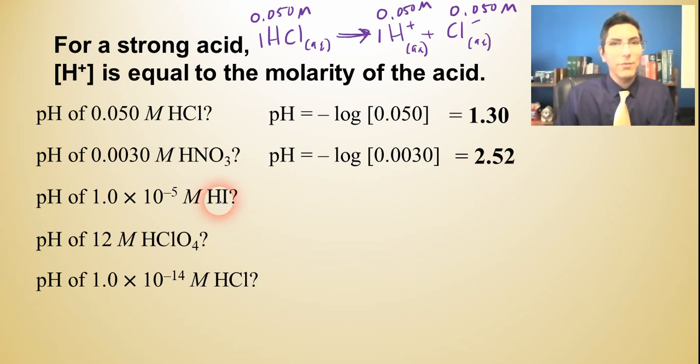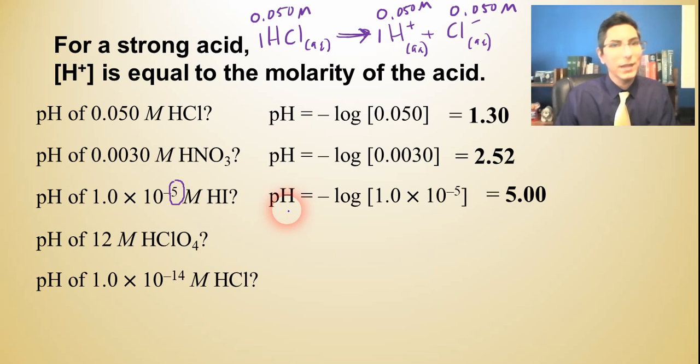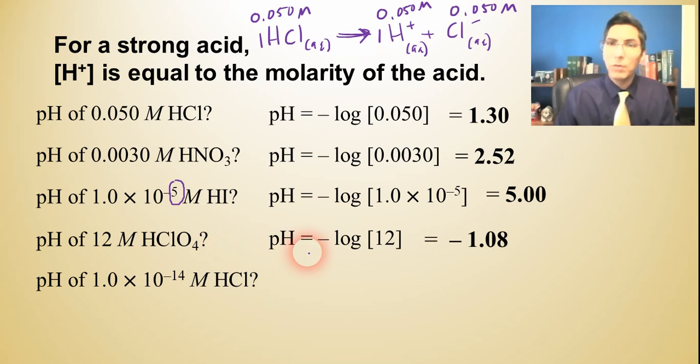Here we have maybe a little simpler example, because we can just look at the number and say pH is the negative log of that number, which is just 5, isn't it, as we can see. How about perchloric acid? Well, we have to take the negative log of 12, don't we? It's going to be actually a negative number. It's negative 1.08. You can have an extremely acidic solution that has a negative pH like this.